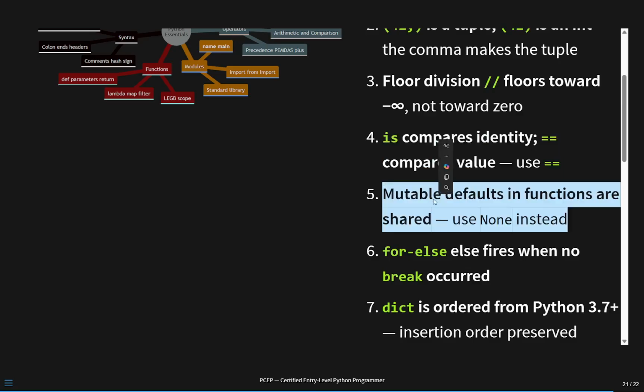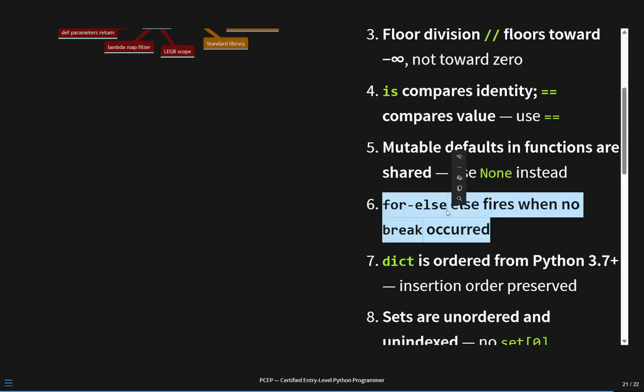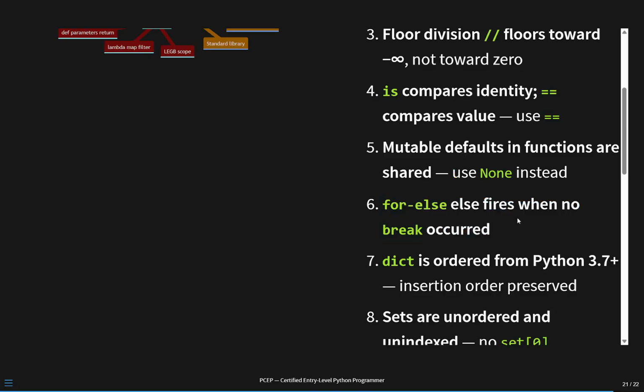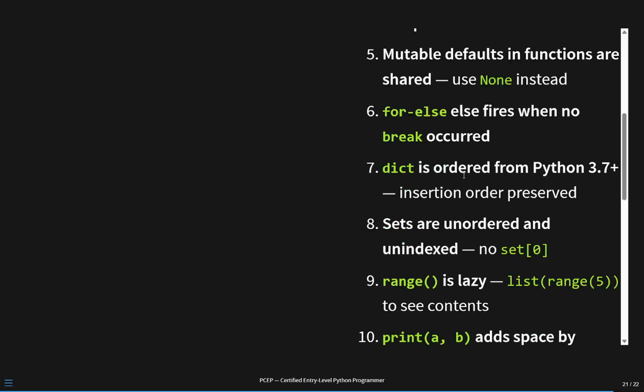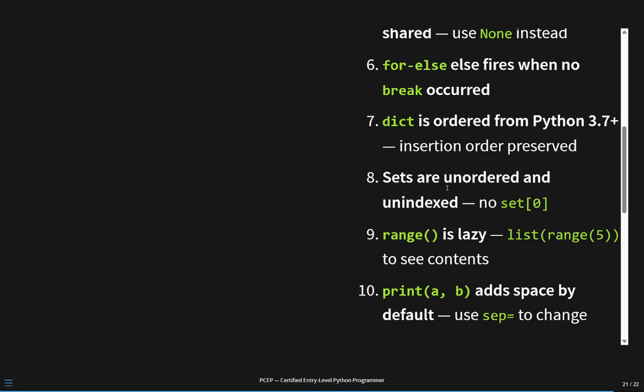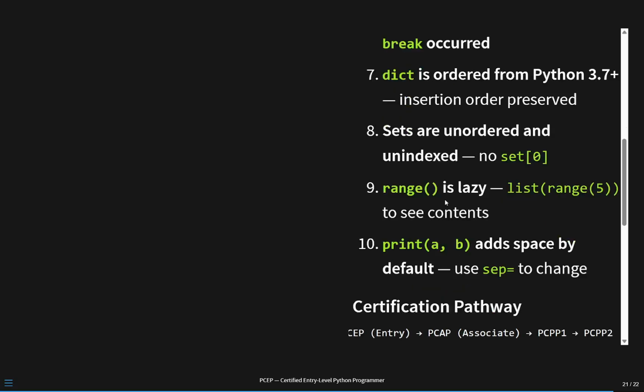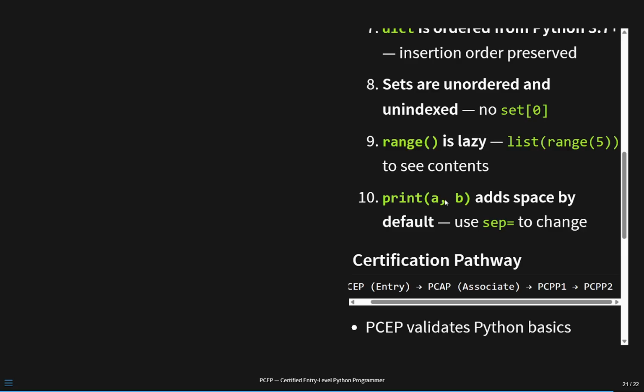Rule 5: mutable defaults in functions are shared. Use None as default, create inside. Rule 6: for-else fires when no break occurred. It's not else after for, it's else if loop completed normally. Rule 7: dict preserves insertion order from Python 3.7. Rule 8: sets are unordered and unindexed. No set[0]. Use in for membership. Rule 9: range is lazy. Wrap with list to see values. range(5, 5) and range(5, 0) are empty. Rule 10: print(a, b) adds a space by default. Change it with sep= or any other separator.